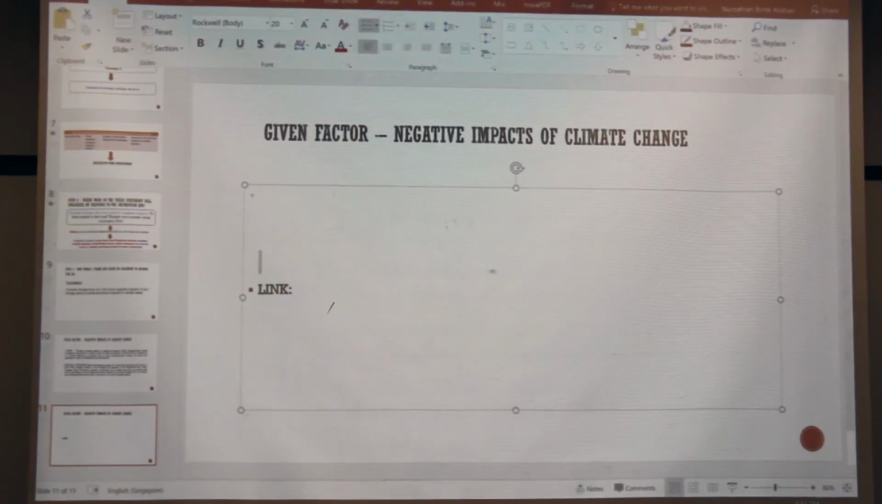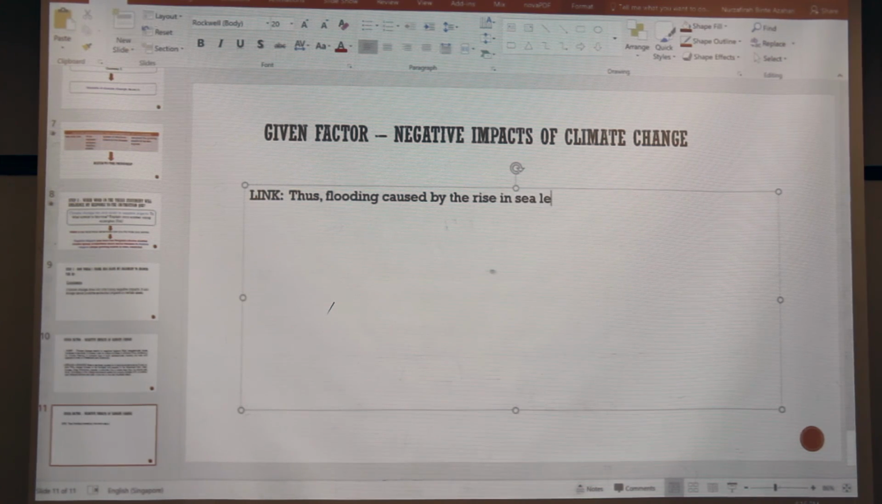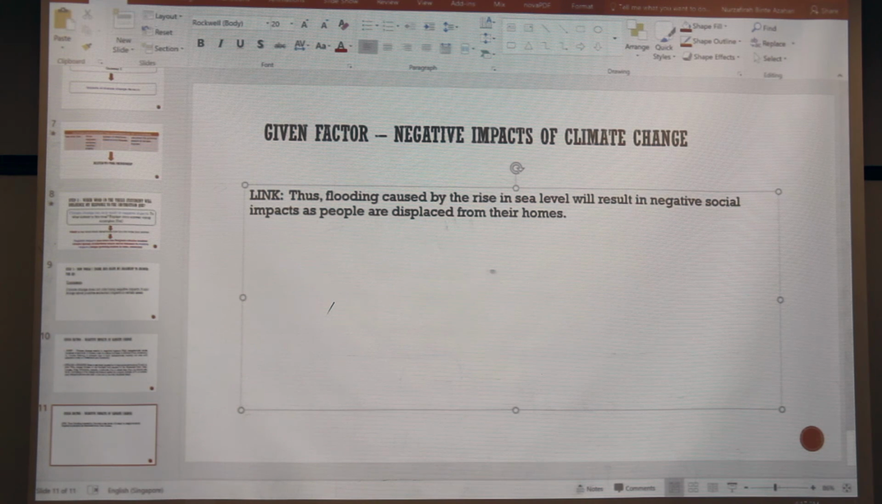Okay, the link will be: thus, flooding caused by the rise in sea level will result in negative social impacts as people are displaced from their homes, and negative environmental impacts will occur as well, as natural habitats are destroyed by the rise in sea level.